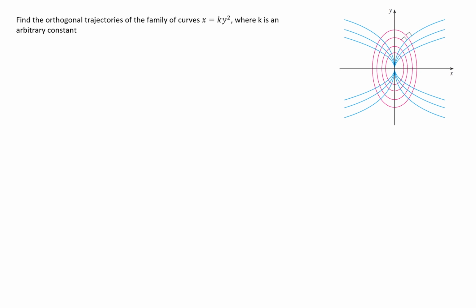But what's this question asking? Find the orthogonal trajectories. Orthogonal is another name for perpendicular. So essentially, I'm trying to find some function that every time it intersects with our blue lines here, every time it intersects with our sideways parabolas, it's going to be orthogonal, or perpendicular, to it.